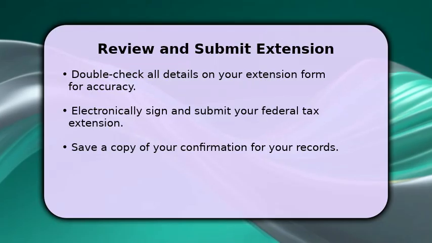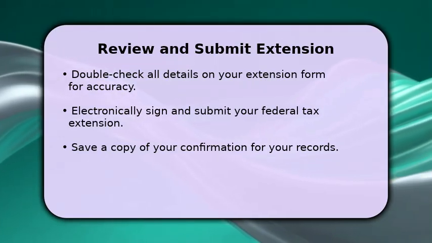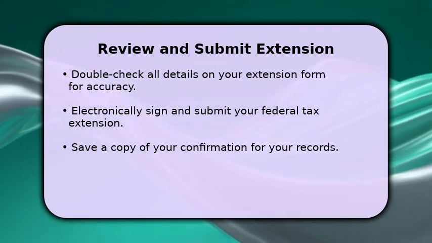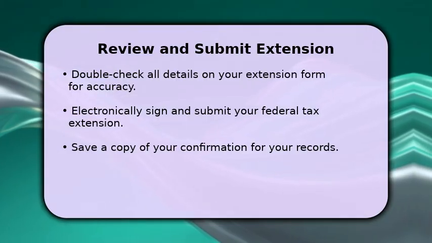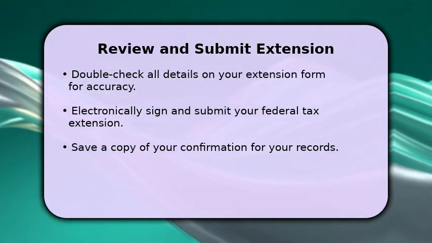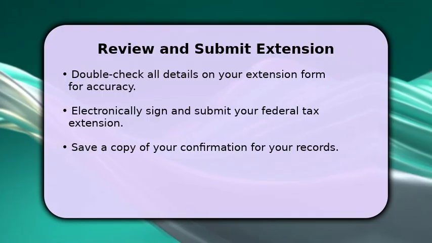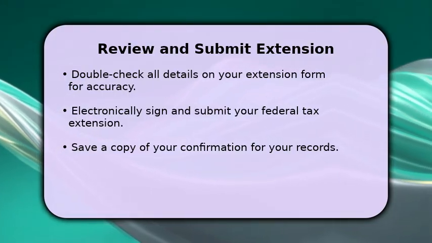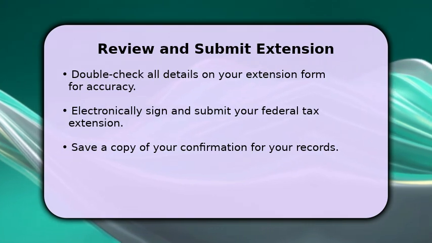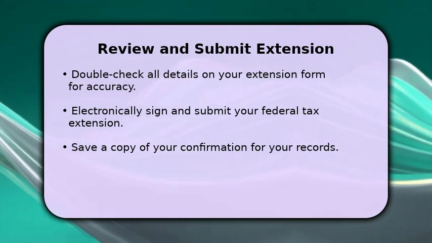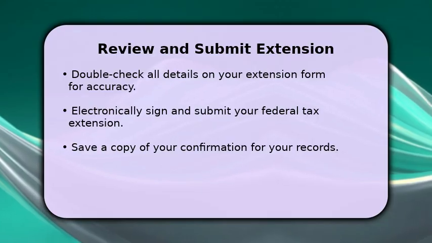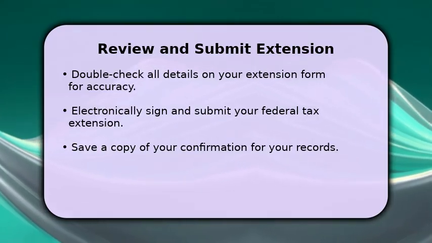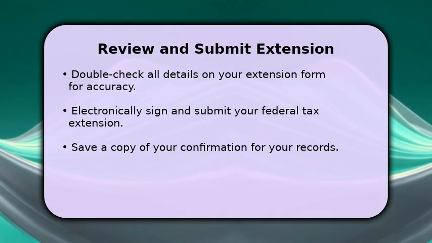Before finalizing, take a moment to thoroughly review all the information on your extension form. Confirm that your personal details and any estimated payment amounts are correct. Once satisfied, electronically sign and submit your federal tax extension. TurboTax will provide a confirmation number. Be sure to save this for your records as proof of filing. You've successfully extended your deadline.